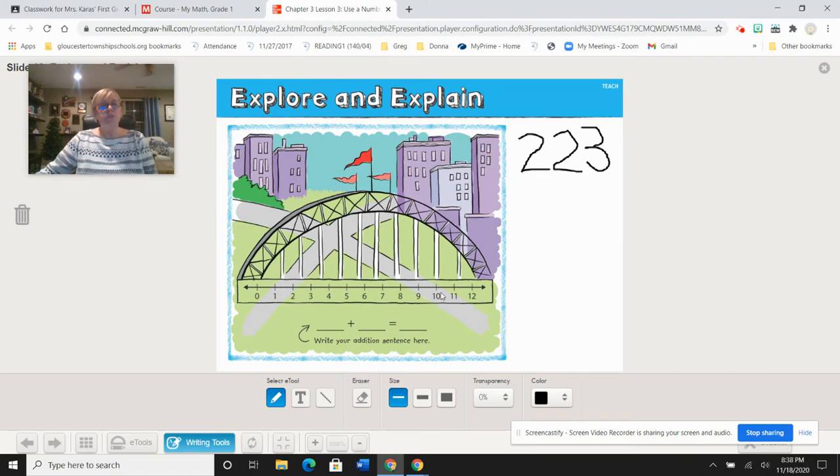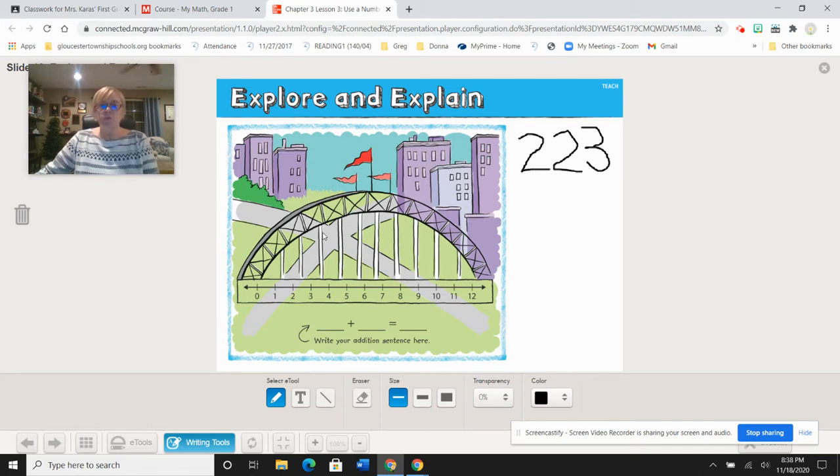Okay, so here's the story. Let's listen to the story first before we start solving things. A car is driving across the bridge. It stops at the number 4, okay. It drives 3 spaces to the right. And then they want to know what number does it stop at.